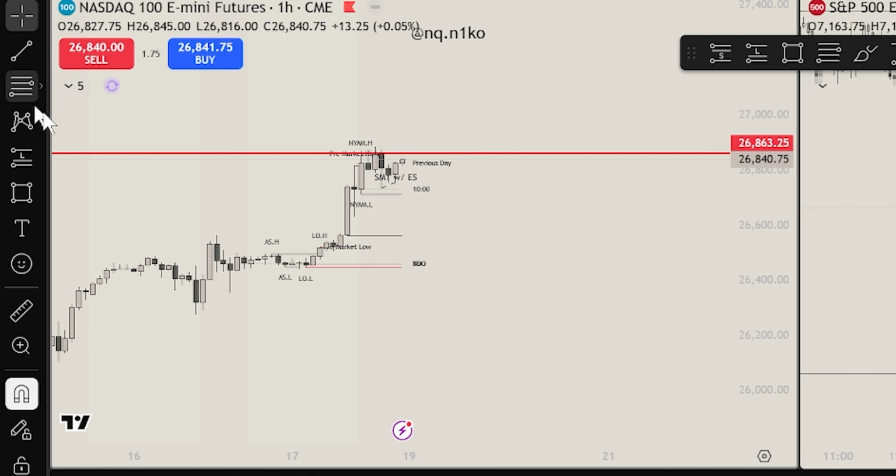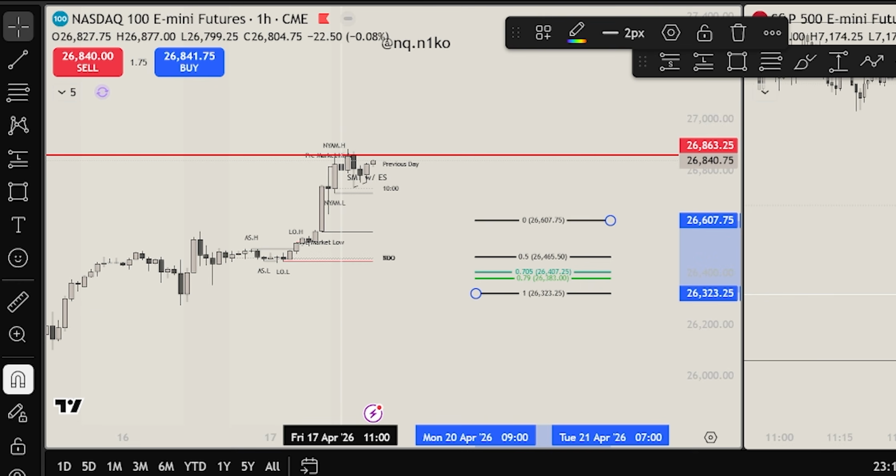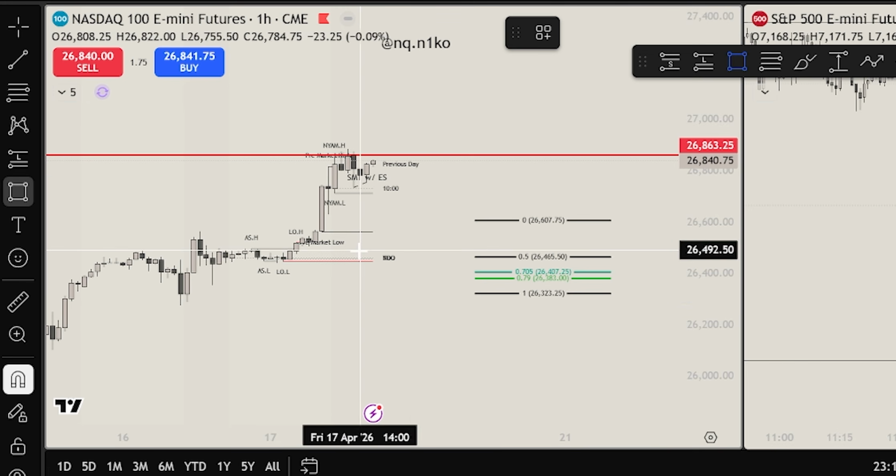OTE, overall, is basically called the optimal trade entry. It's a tool or a technique, what most people like to say. It's when you can find a reversal point for entries. So you would use this tool to find a potential reversal for your entry. So we have our ranges in our OTE.